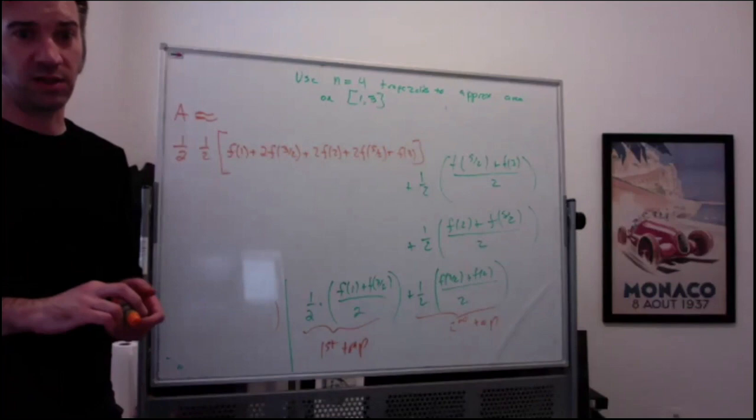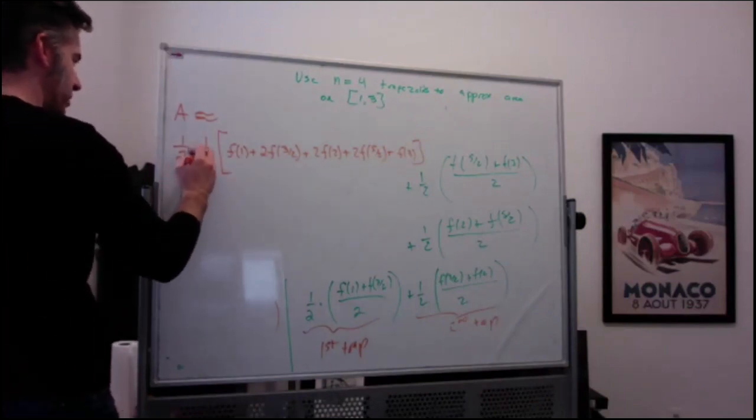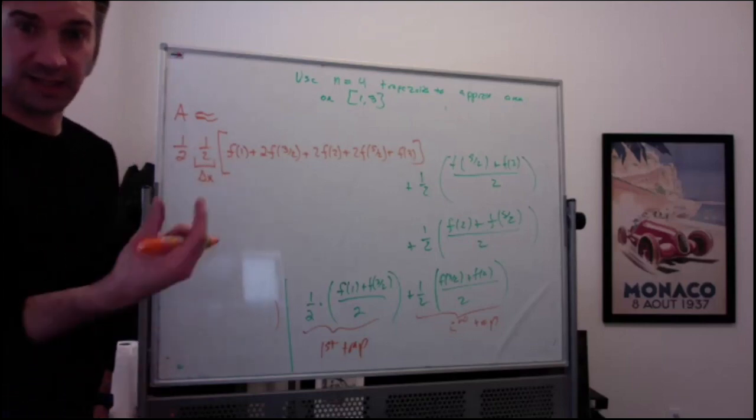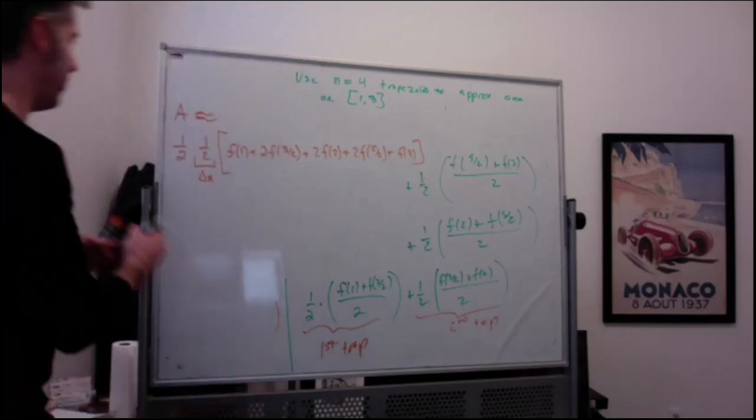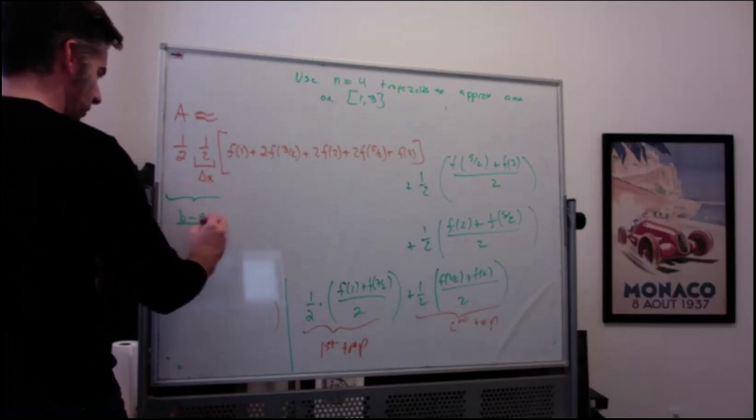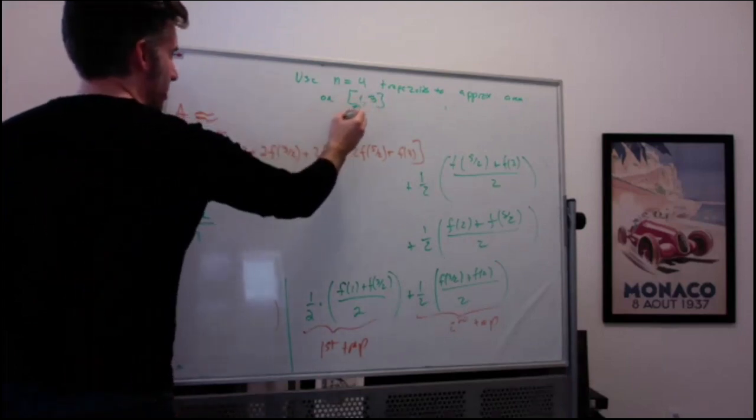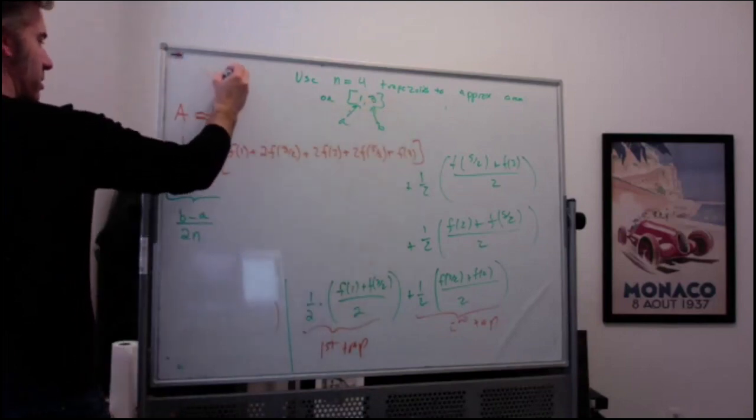Hopefully this formula looks a little bit familiar. If you want to think about it this way, it's 1/2 times your delta x, where delta x is the length of the subinterval, or if you prefer, this whole front part here is your b minus a over 2n. Again, a is 1, b is 3, and n is 4.